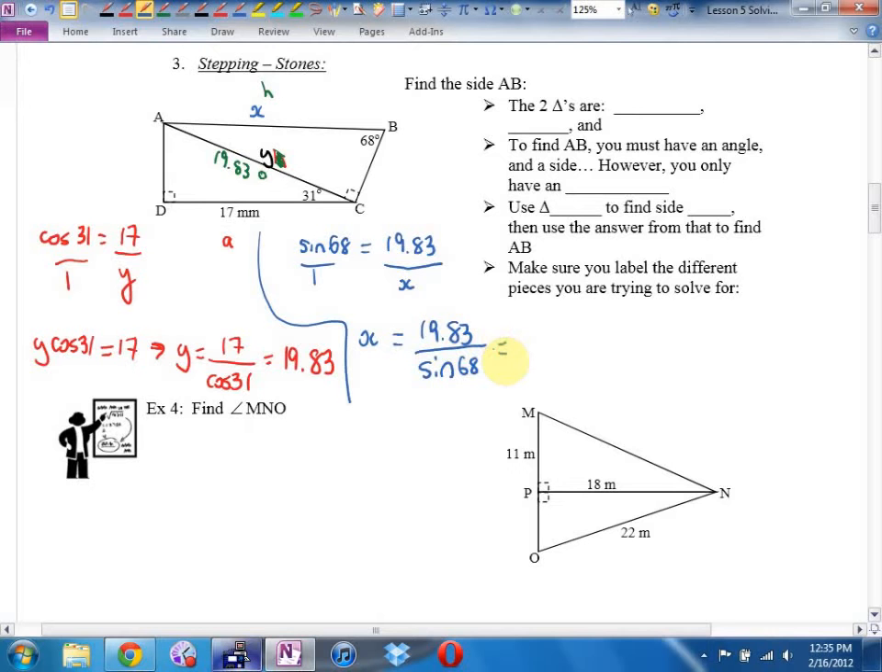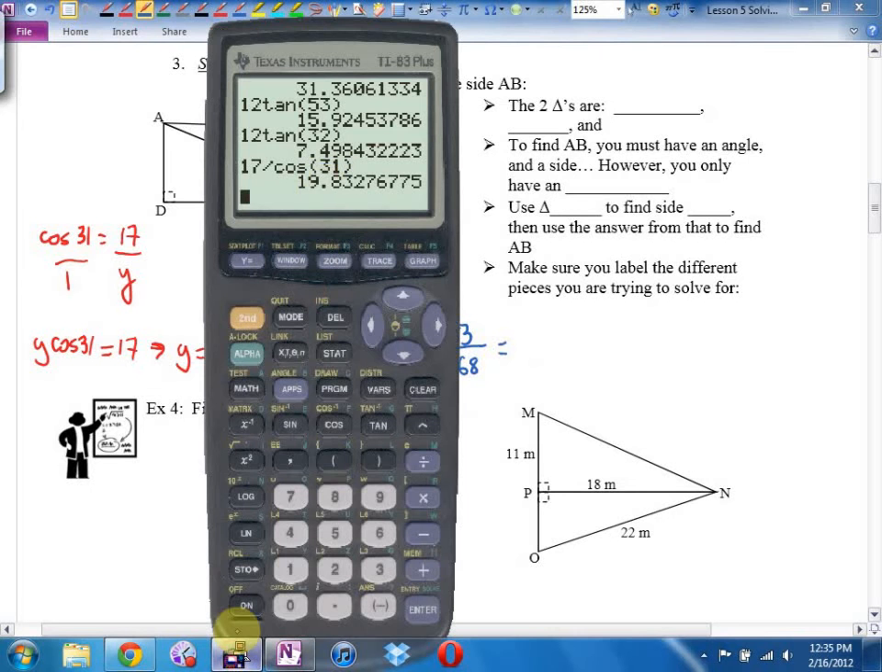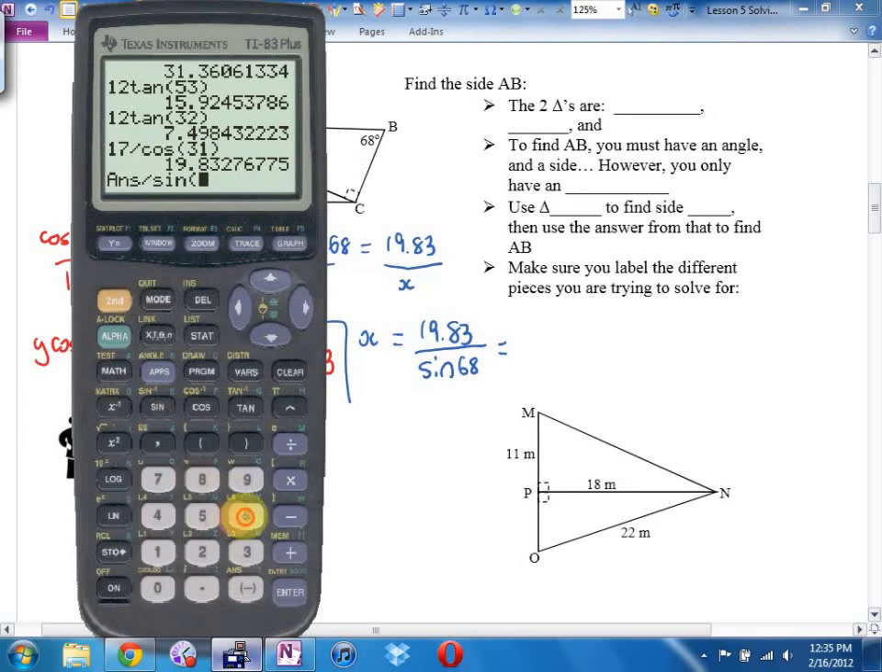Alex, what'd you get? And by the way, I'm going to be clever. I'm not going to use 19.83. I'm going to use this whole value divided by sine 68. That way I'm not rounding off and adding error to my answer, right? You said you got 20.39? I totally agree with you. Who knew?